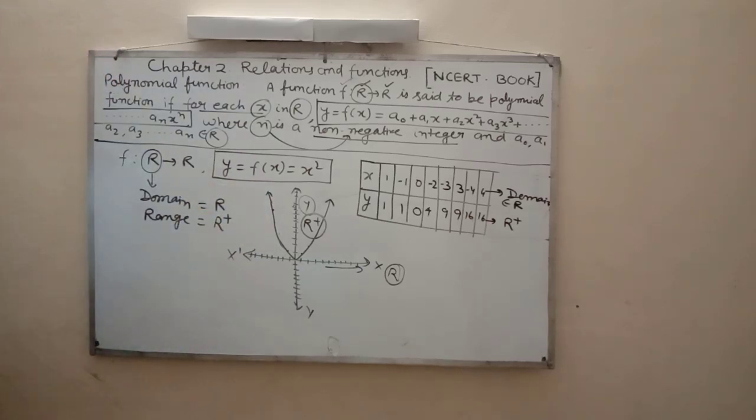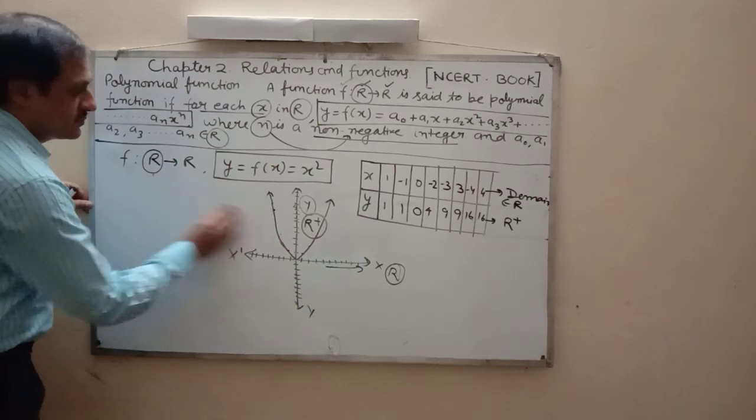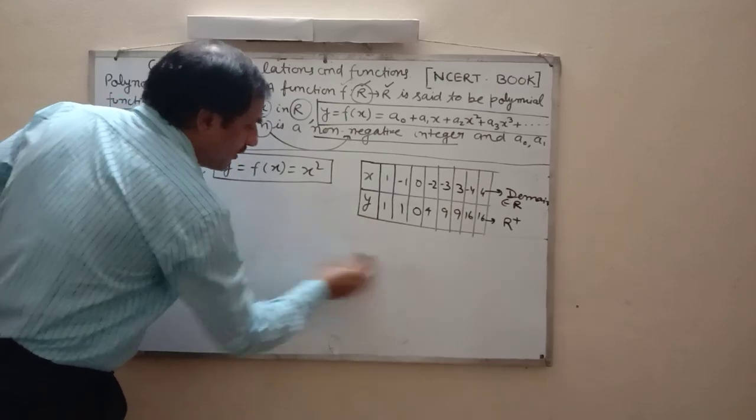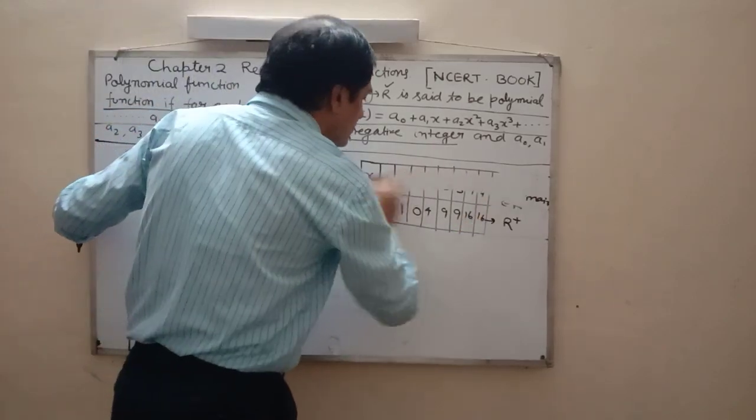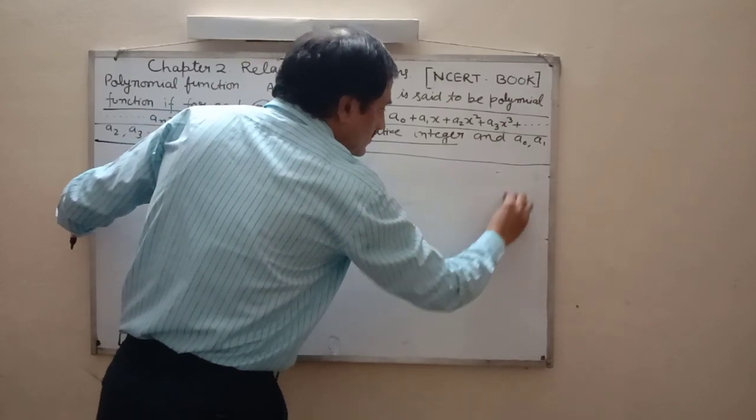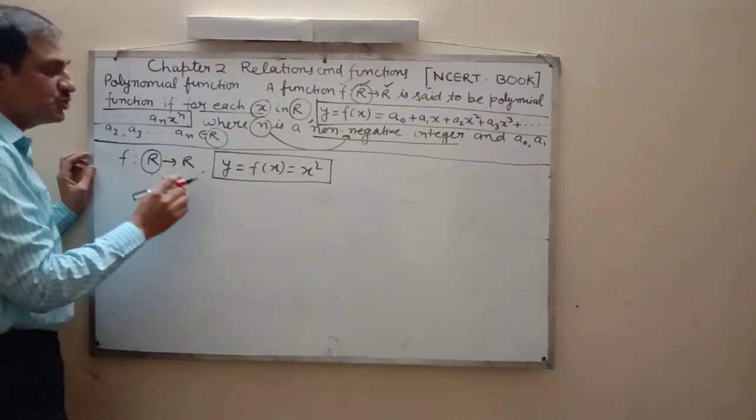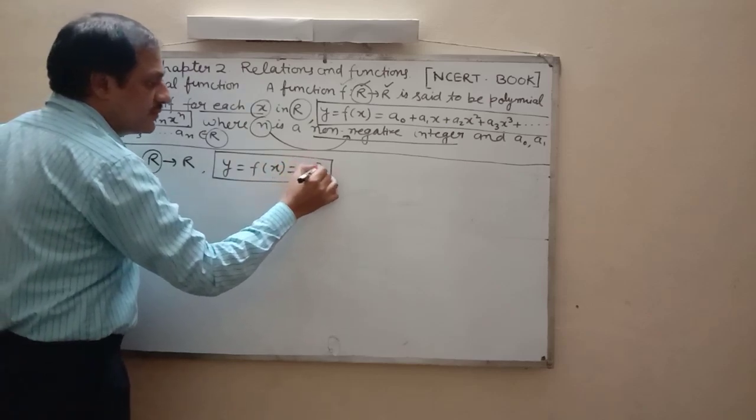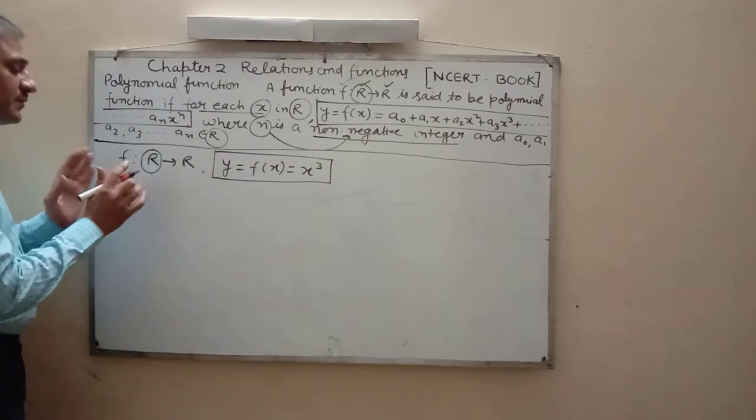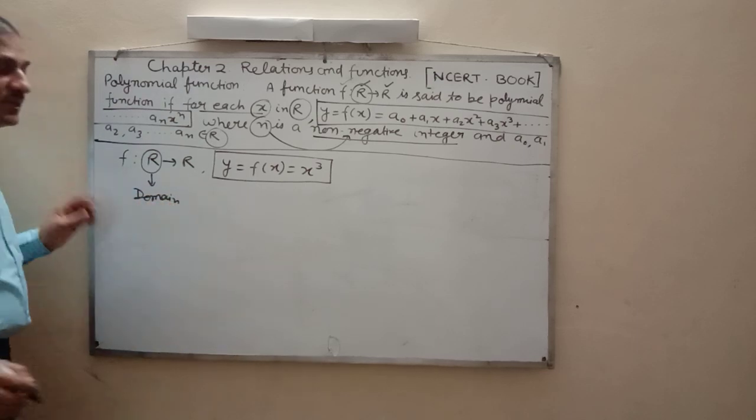Now I am taking another function, the cubic function. A function f from R to R is defined as f of x equals x cube. The domain of this cubic function is always the set of all real numbers. And the range, what should be the range?